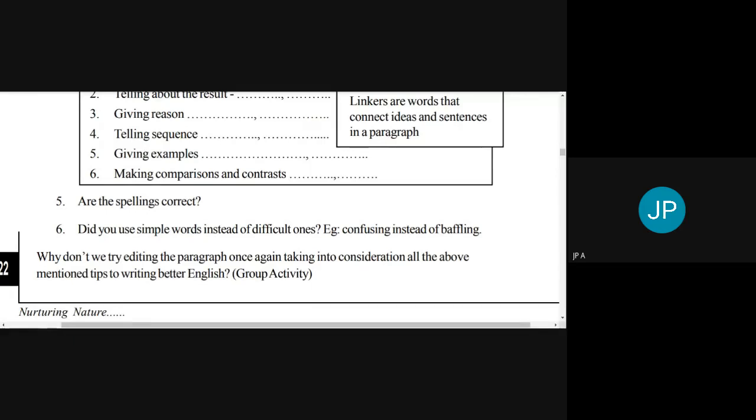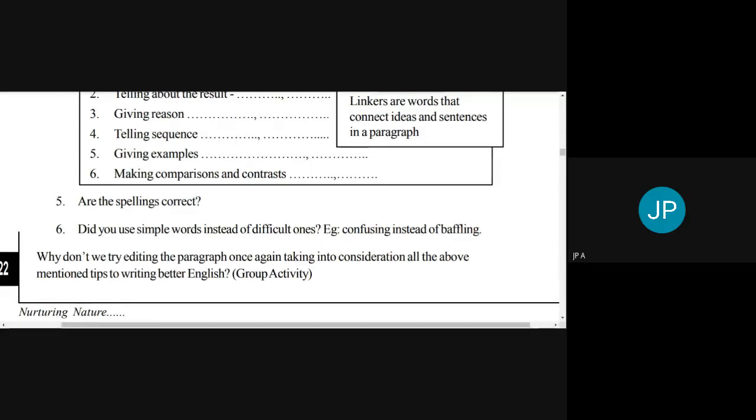Why not use the simple word confusing instead of baffling? So, simplicity. We also discussed that there are three major qualities that are required when you write a paragraph. Simplicity is a very important quality. There are three qualities that we discussed yesterday. Anybody remembers the other two? One begins with C and the other begins with B. Very good.